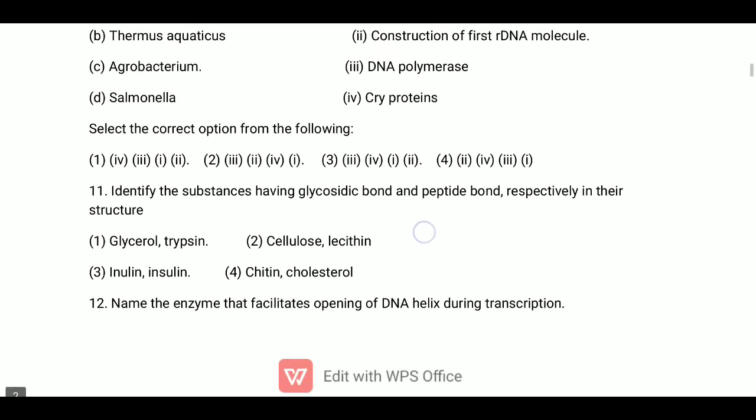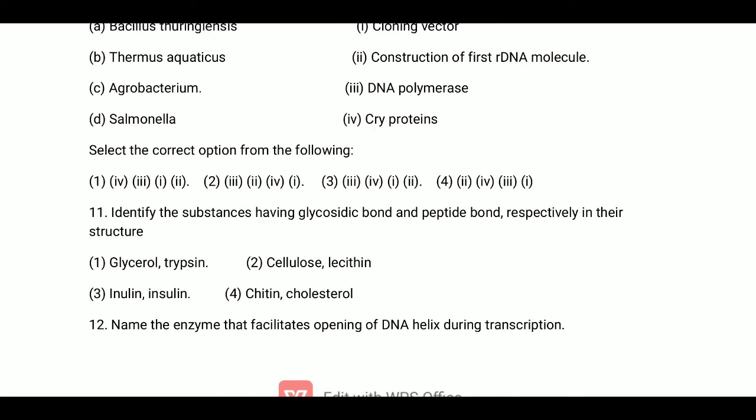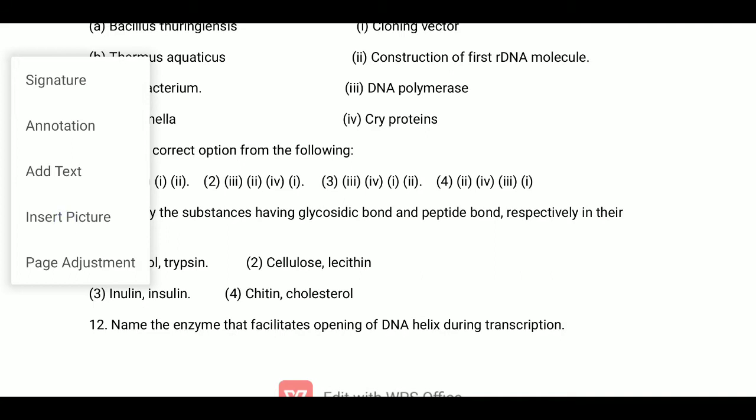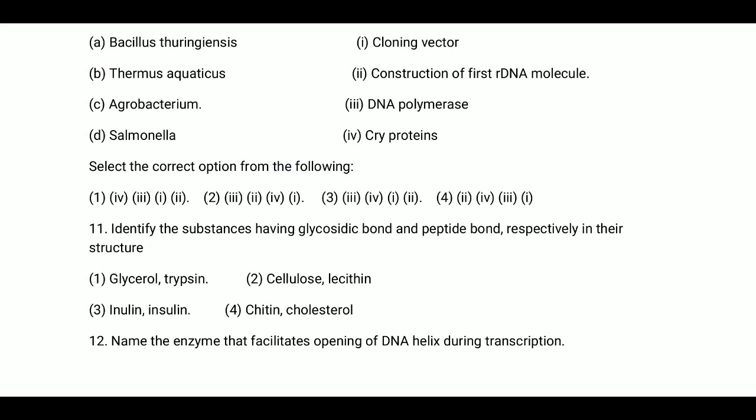Then identify the substances having glycosidic bond and peptide bond respectively in their structures. Glycerol, trypsin; cellulose, lecithin; inulin and insulin; chitin and cholesterol. So you have to identify correctly out of these options. Let's identify. In the 11th question, inulin and insulin: glycosidic bond and peptide bonds respectively are present in inulin and insulin.